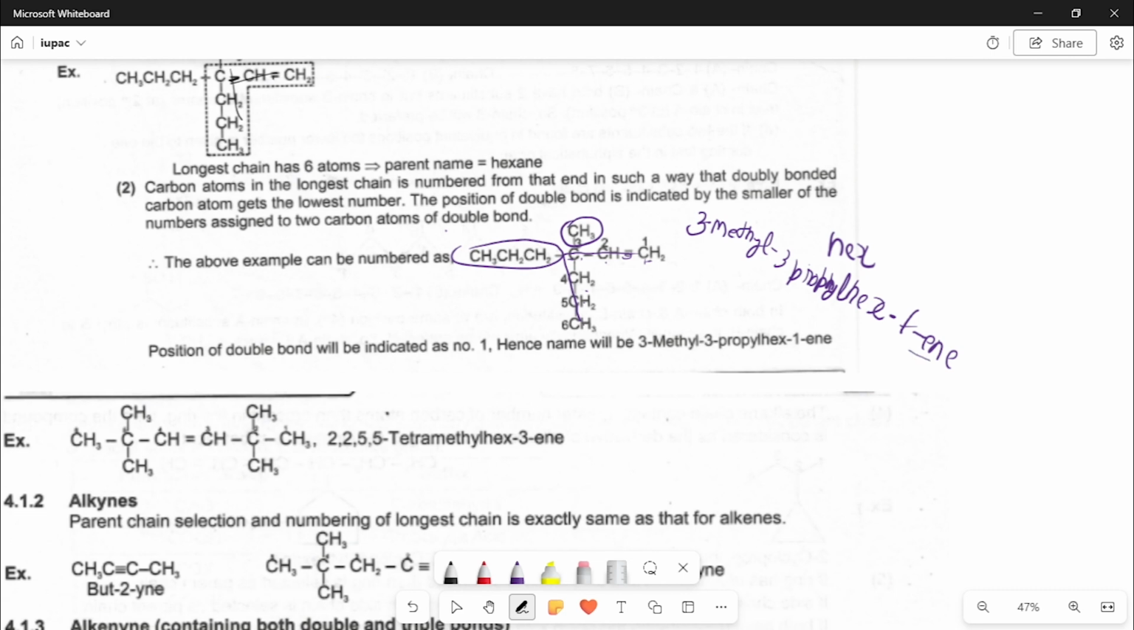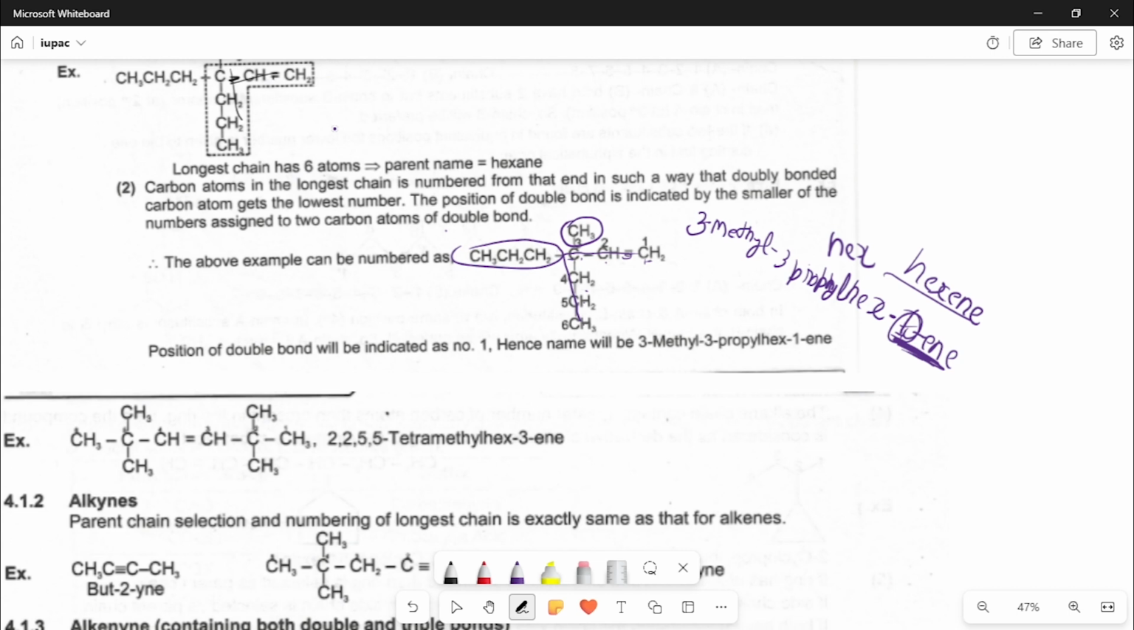I'm talking about the primary suffix. The primary suffixes are ane, ene, diene, yne, and all this. If there is 1 here, you can just write hexene. But still, if you want to impress the teacher, then you should write 1 e.